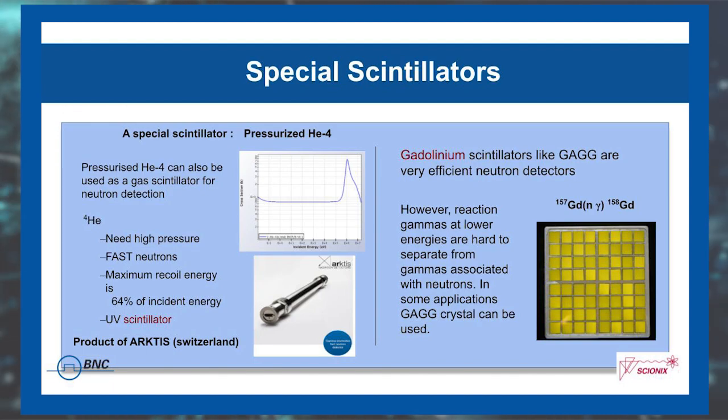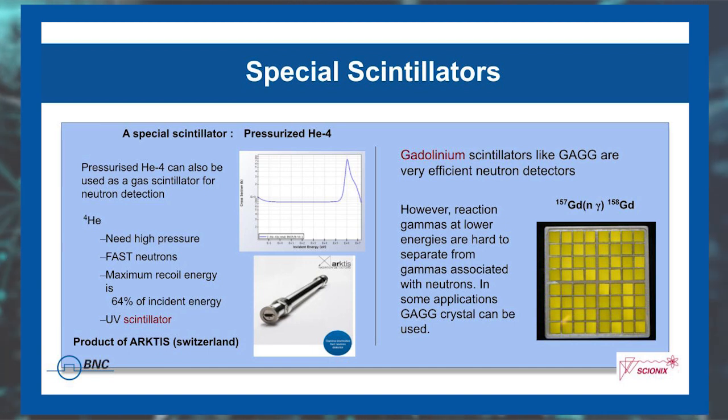Next, I would like to mention a few special scintillators. One special scintillator is pressurized helium-4. It's not a liquid, it's not an organic material. It is a gas, but at the same time it's also a scintillator. This is a rod actually of a few hundred bar helium-4. And this actually is a UV scintillator. There's only one company I know of who makes this kind of detector so far, which is Arktis in Switzerland.